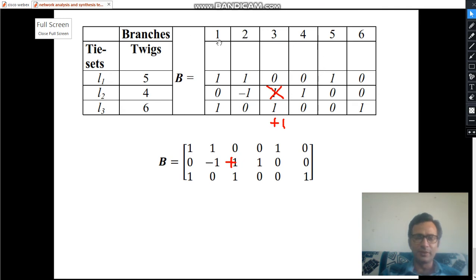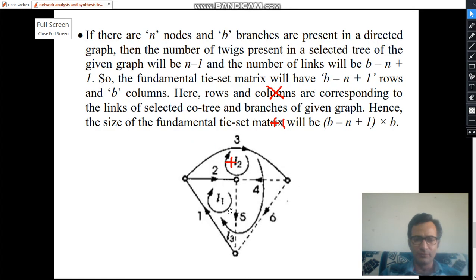So branch number 1, so L1. So L1, our loop 1, is corresponding to branch 2, 5 and 1. So this is the orientation. Why this is the orientation? Orientation is always associated with the orientation of the link. So this link is in this direction, so whole orientation will be in this direction. Okay, so this orientation will be clockwise. So the orientation of all of them is clockwise.